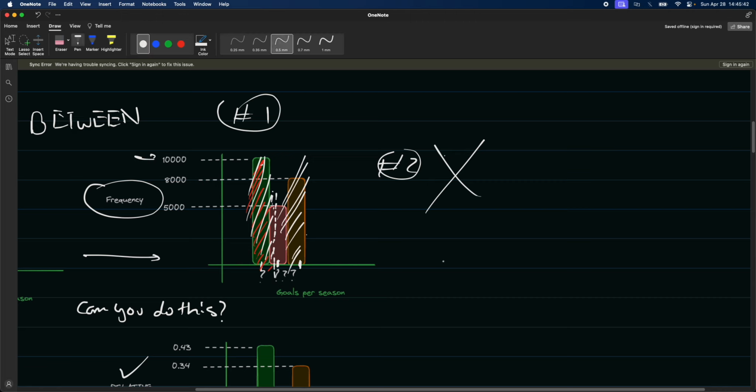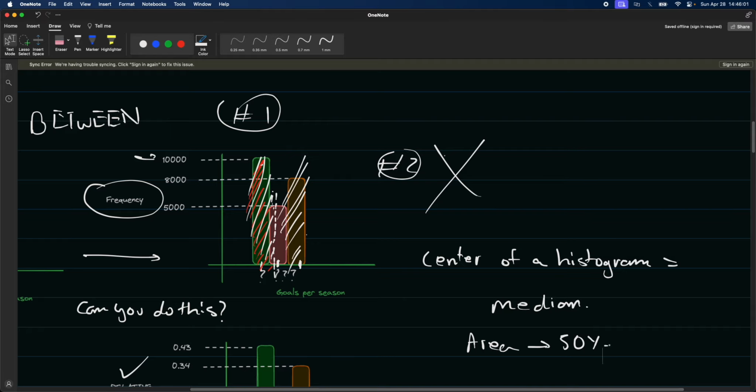So the center of a histogram is the median, and it cuts the area into 50% on either side, okay?